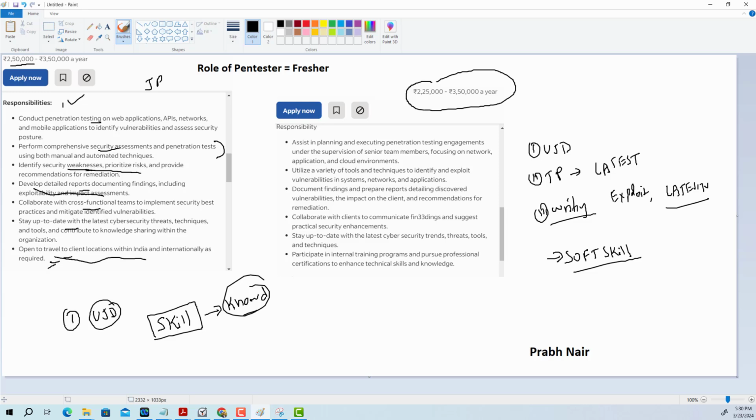And on the day of the interview, ensure you are well rested, presentable, and have all the necessary documents ready, including a copy of your resume. And if you have some certification, showcase that. That's completely okay.